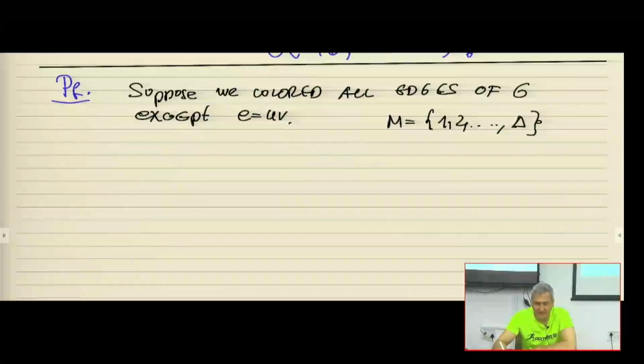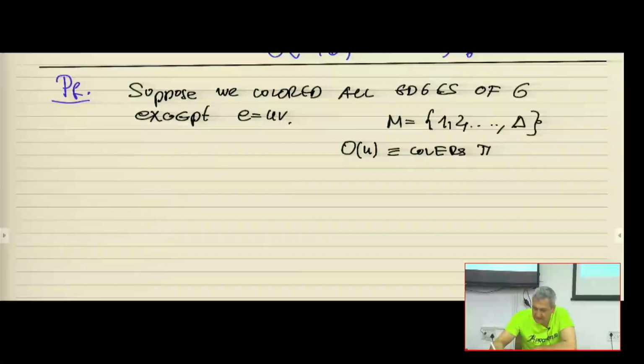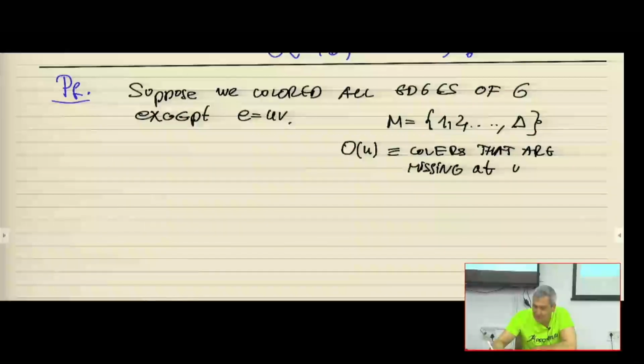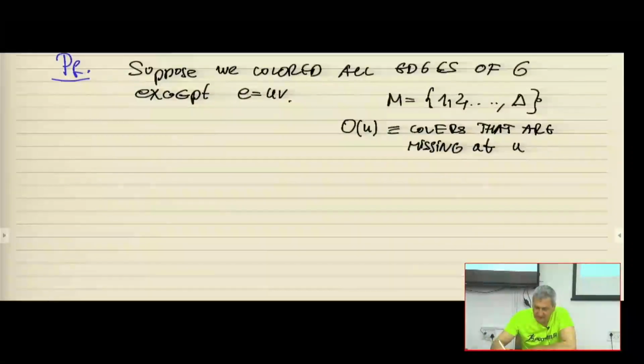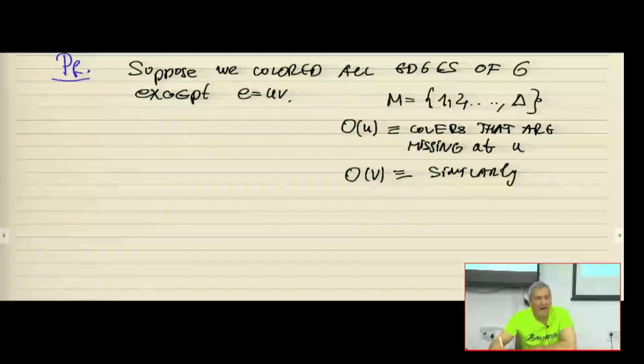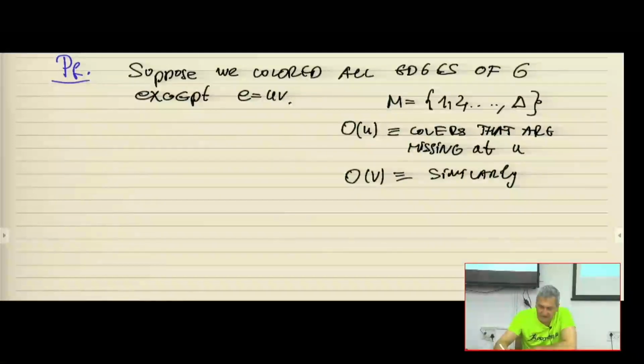This is our color set. So I denote by C(U) the colors that are missing at vertex U, so they don't appear in this coloring at U. And similarly, this is the set of colors that in this coloring don't appear at vertex V. So we have situations like this.